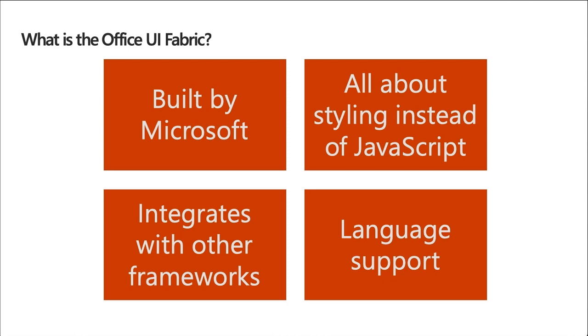Now, the Office UI Fabric is all about styling. It's all about styling and colors and typography. It also integrates really well with other frameworks and is available to you for use inside of your custom components. It consists of a bunch of CSS classes primarily.